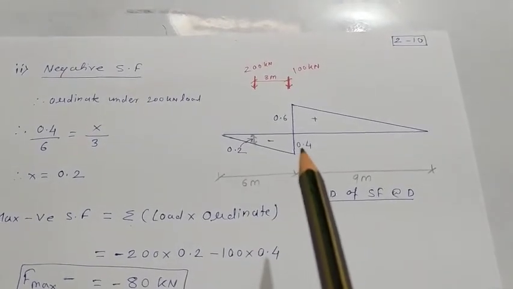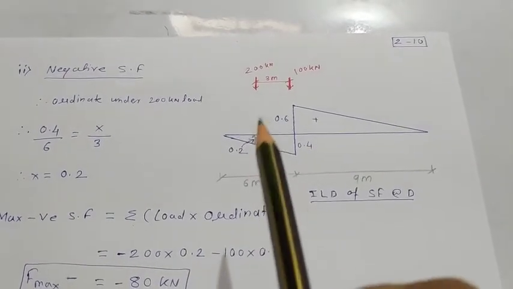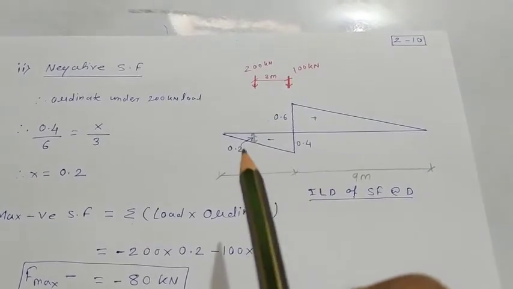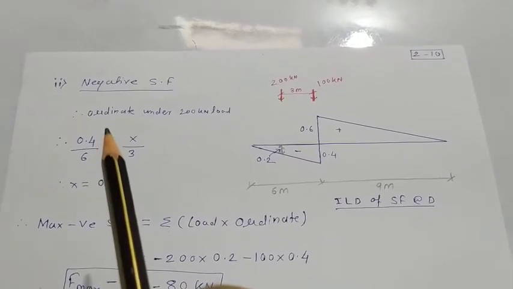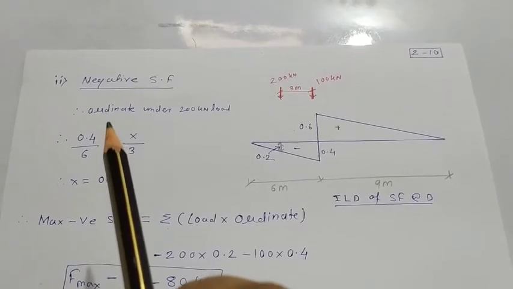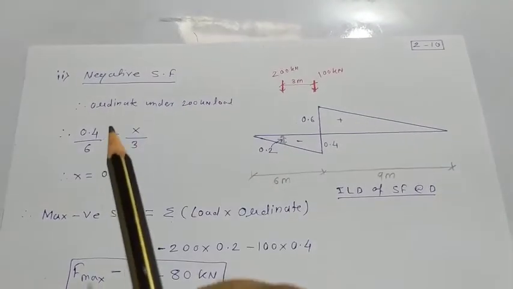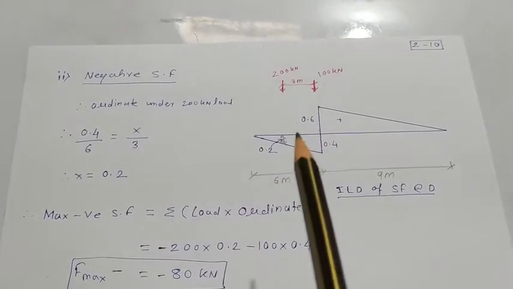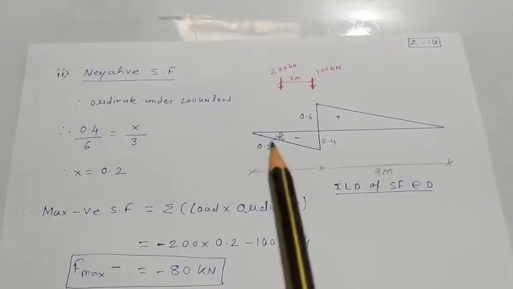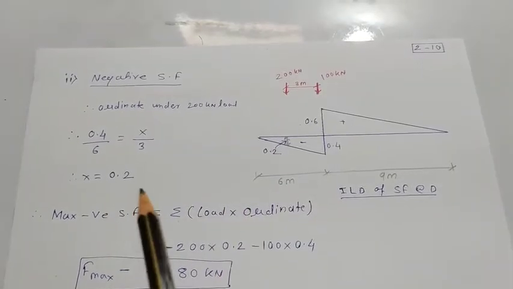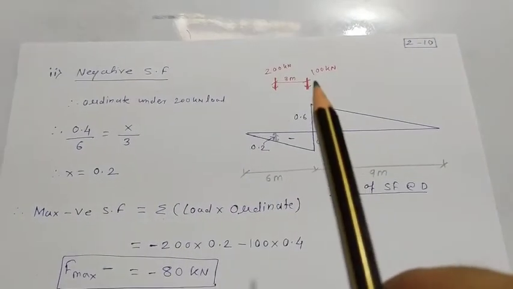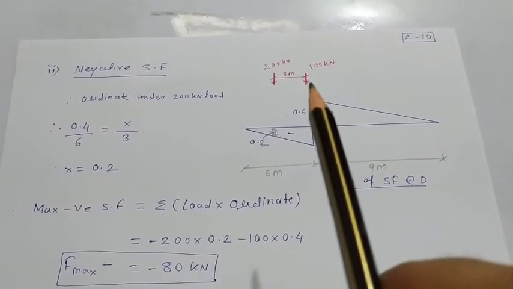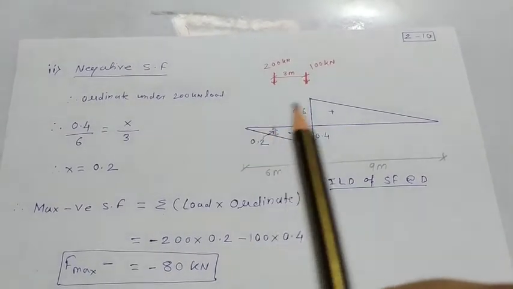If this is 0.4, then the ordinate under the 200 kilonewton load you can calculate by similarity of triangles. So this is the calculation of the ordinate under the 200 kilonewton load, 0.4 of 6 by 3. It will be 0.2. So we are placing the 100 kilonewton load just left of D.